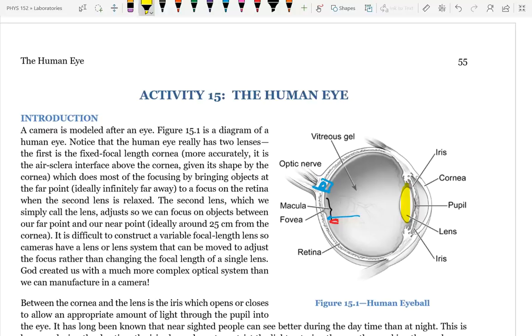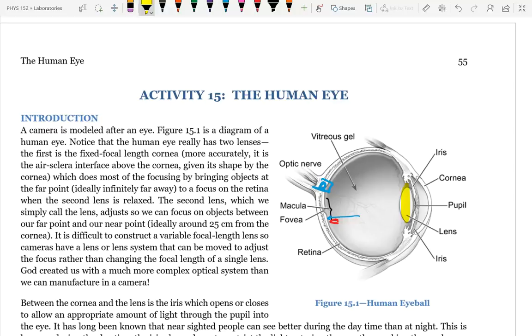gets hard as you get older sometimes. That's the part that's supposed to adjust. If it gets hard and it won't adjust, you can't accommodate anymore. You can't adjust your focus to see closer things. So people with presbyopia, with old person vision, their far vision is going to stay the same as it always was. But their near vision goes out on them.